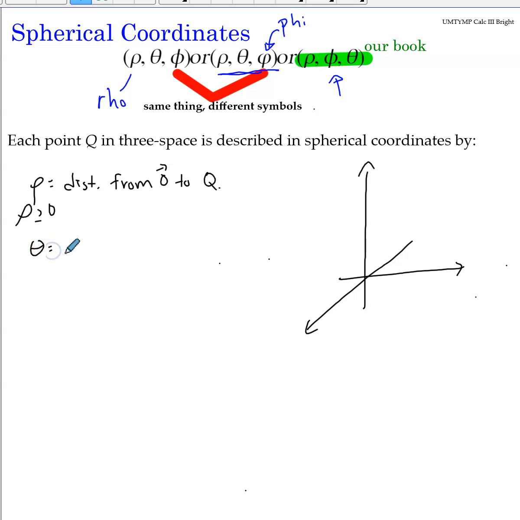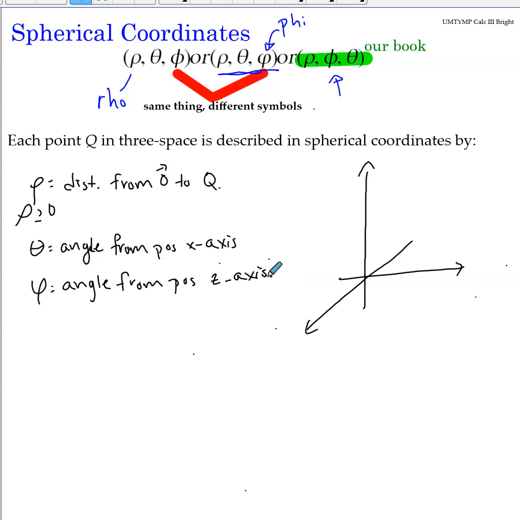Theta actually is described the same way as theta from polar. So this is the angle from the positive x-axis. And phi is going to be the angle from the positive z-axis.